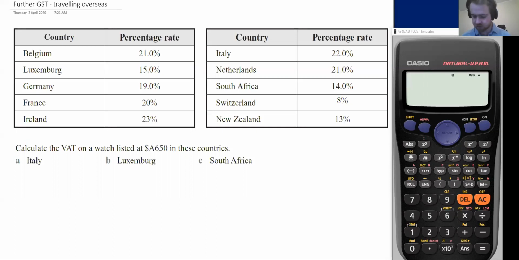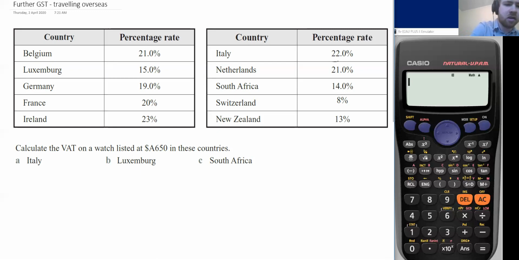So let's look at these first examples here. We're going to calculate the VAT, which is the same as GST, on a watch listed at Australian dollars 650 in these countries. Okay, so it's going to be in Italy. We need to find out what the percentage rate is in Italy. And we can see here, Italy is 22%. Okay, so we need to find out what 22% of 650 is.